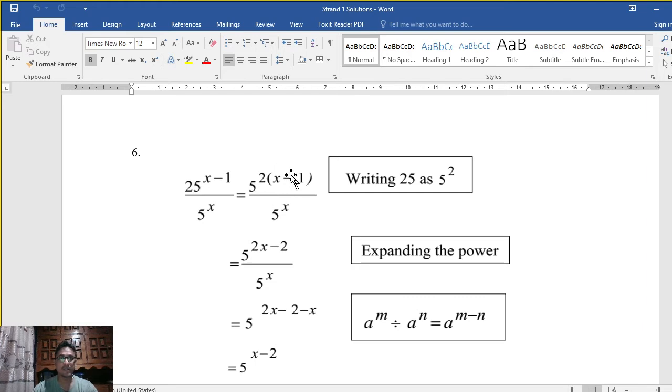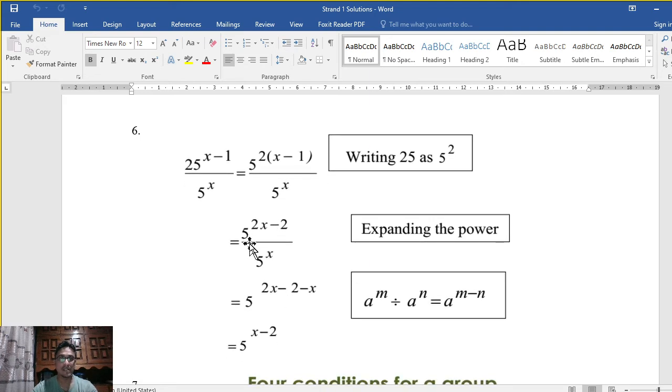Expand the powers. 5 to the power of what? 2 times x and 2 times negative 1. 2x minus 2. So 5 to the power of 2x minus 2, whole thing divided by 5 to the power of x. Okay, now the base is the same.